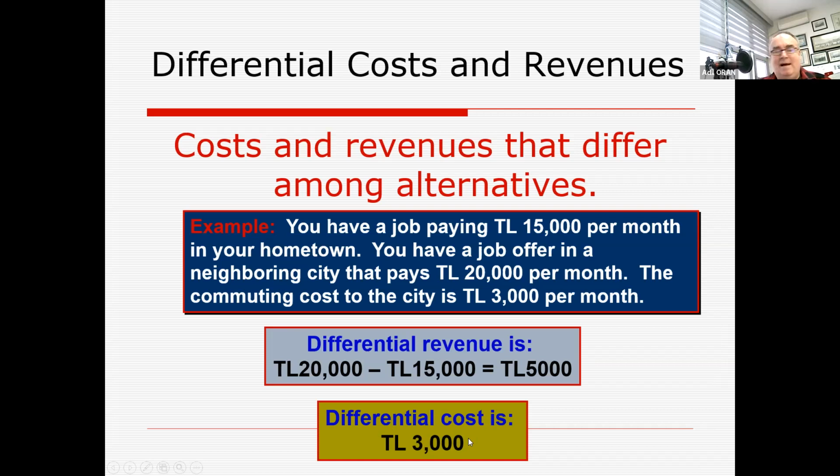2,000. And this also doesn't take into account how much time you are going to be spending on the road, right? So for 2,000 extra lira per month, maybe you're going to have to spend 4 hours extra on the road each week, each day in some cases. So is it worth it? Is what you need to decide.